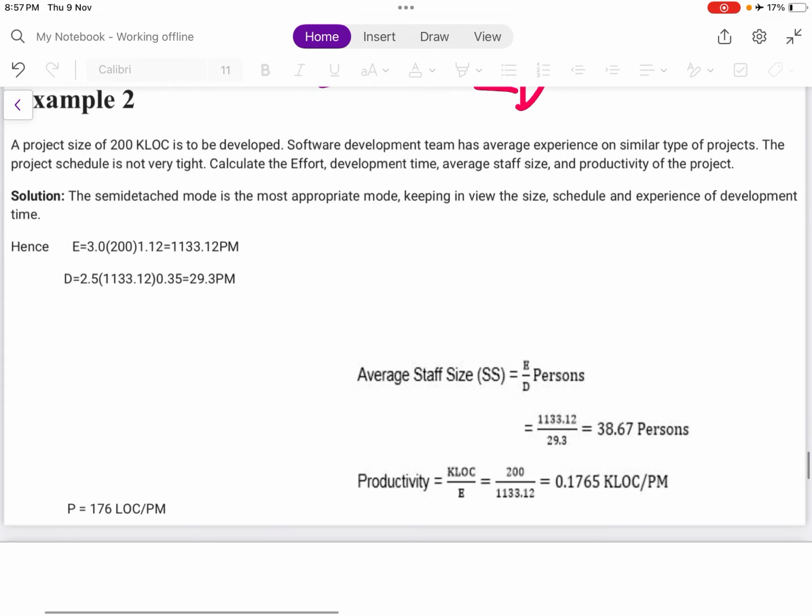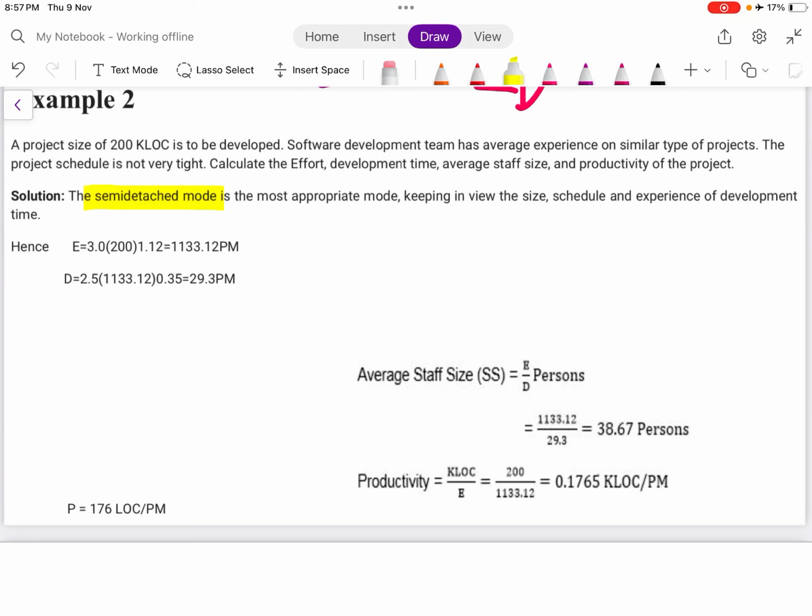Next example: a project size of 200 KLOC is developed. The software development team has an average experience on similar types of projects. The project schedule is not very tight. Calculate the effort, development time, average staff size and productivity of this project. When they say it is average, we have to assume that it is semi-detached mode. The semi-detached mode is the most appropriate mode, keeping in view the size, schedule and experience of the development team. Hence, effort is equal to 3.0 for semi-detached into 200 KLOC to the power 1.12.